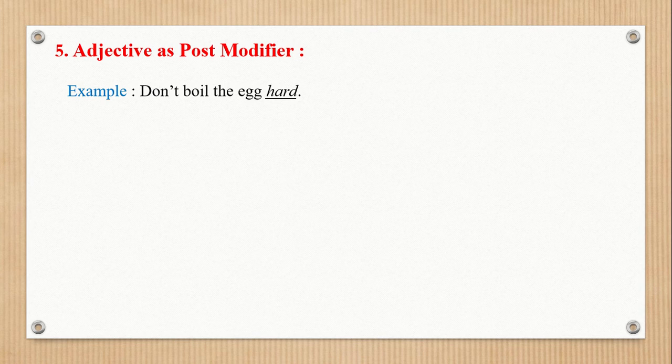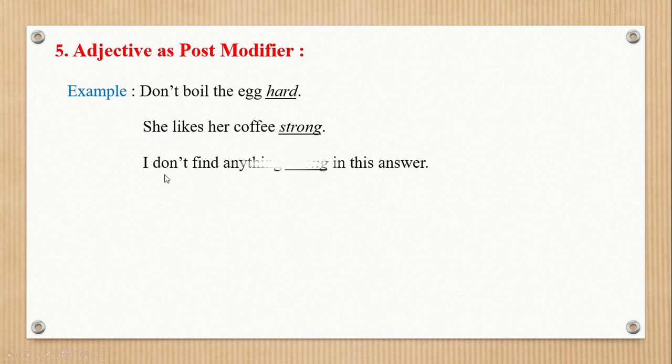Look at the example. Don't boil the egg hard. You see, after the noun, the adjective is used, so it's a post modifier here. In the second example, she likes her coffee strong. And the third one is, I don't find anything wrong in this answer. So this adjective wrong is used after the pronoun. So when adjectives are used predicatively, they are treated as post modifiers.